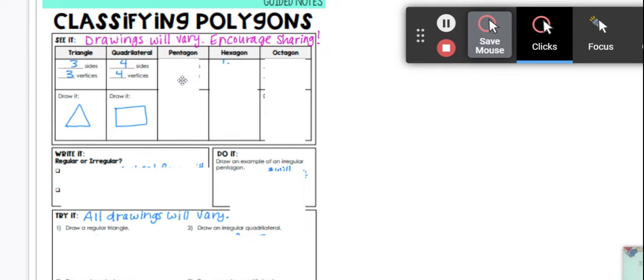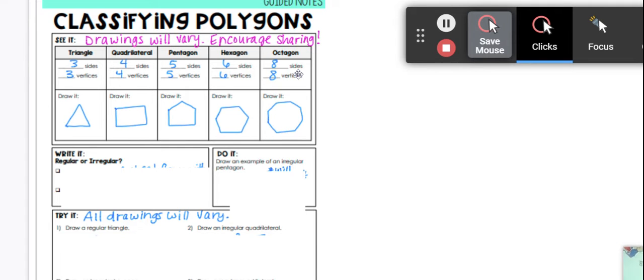Pentagon, pente means five. So a pentagon is going to have five sides and five vertices. This one looks a little bit like a house. You could make yours look like mine or not. It could look slightly different. Hexagon has six sides. I like to think of that yellow piece in a pattern block set, right? That is a hexagon. It has six sides and six corners or vertices. And an octagon, like an octopus, has eight arms or eight sides and eight vertices in this shape.